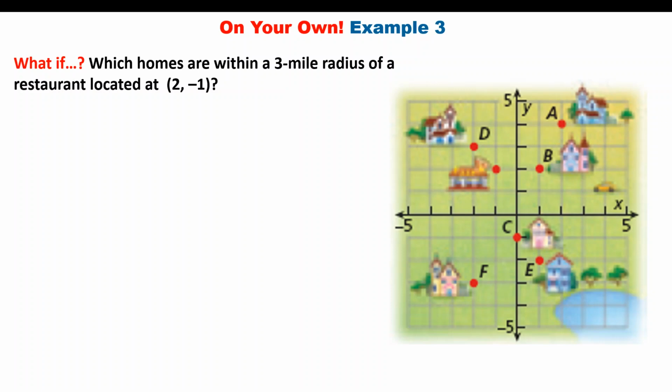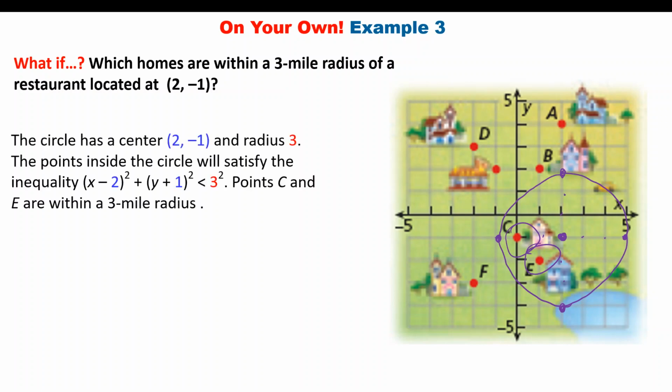Okay, so the first thing we needed to do is locate our restaurant. We're going to go over 2, down 1. So here's our restaurant. And we need to have a 3-mile radius. So 1, 2, 3, 1, 2, 3, 1, 2, 3, and 1, 2, 3. So when we draw our radius and draw our circle, here we go. It's kind of messy, but that's okay. And we want to know which houses are in there. So it looks to me like C and E are the only houses that made it inside our boundaries. And sure enough, points C and E are within the 3-mile radius.